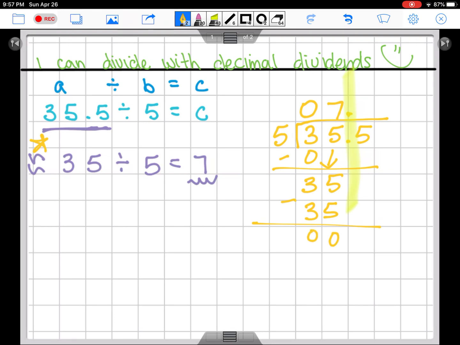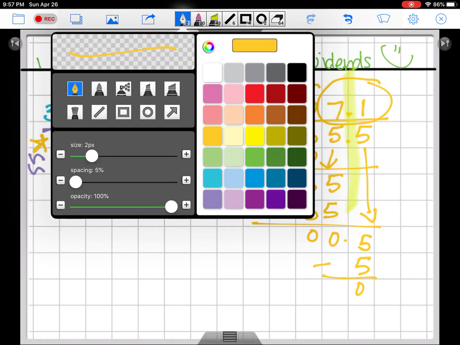Remember, this is secretly where our decimal lives, but we don't really care right now because we don't need to worry about it. When we drop this 5 down, we can ask ourselves, how many times does 5 fit into 5? That is 1 time. Very nice. 1 times 5 is 5. Subtract. We have nothing left. Team members, here we go. 7 and 1/10 is very close to 7, so that automatically is confirming our work.